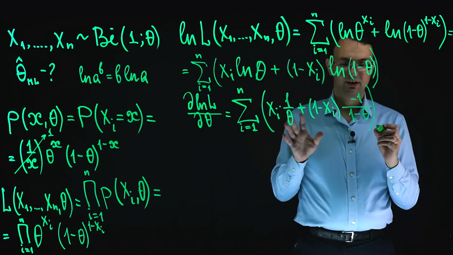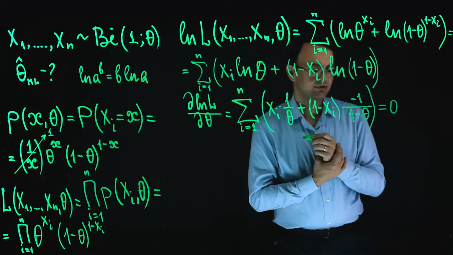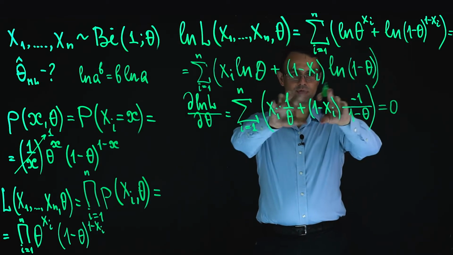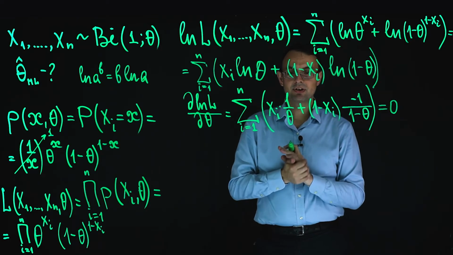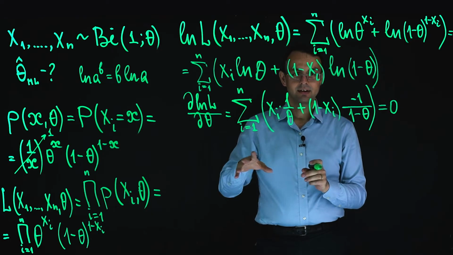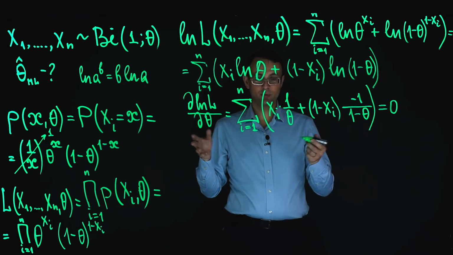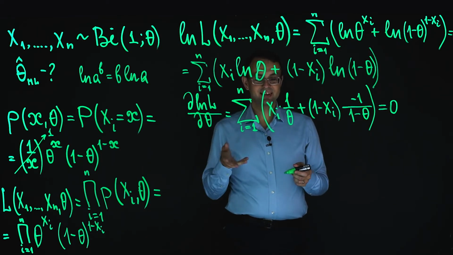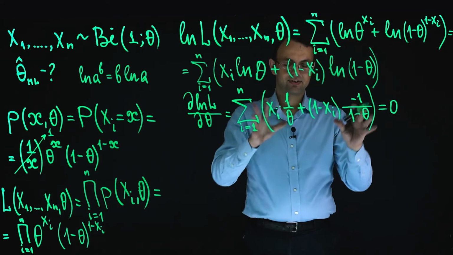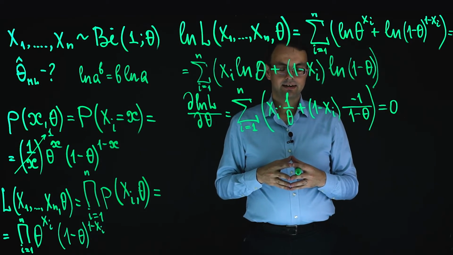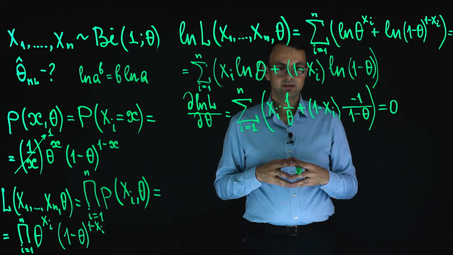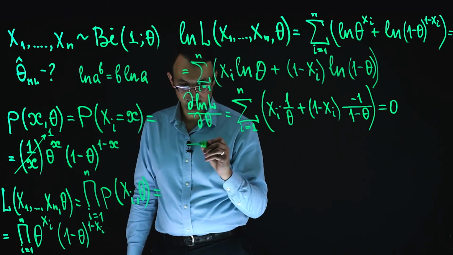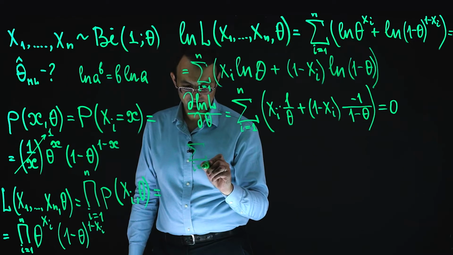Now we are to equate this derivative to 0. And so the next step is to solve this equation for theta, to express theta via x's. And when we do so, this will be the answer, the estimator. So the first sub-step is to simplify this expression a little bit. And so I am to find a common denominator for these two fractions. And let me do this. So I say that this is the sum.